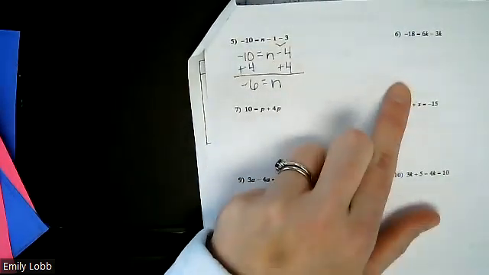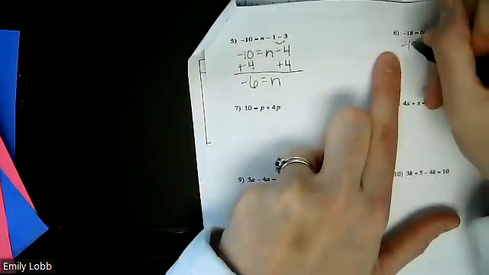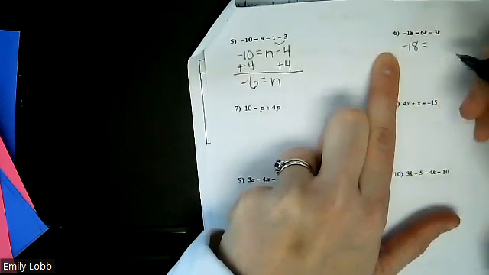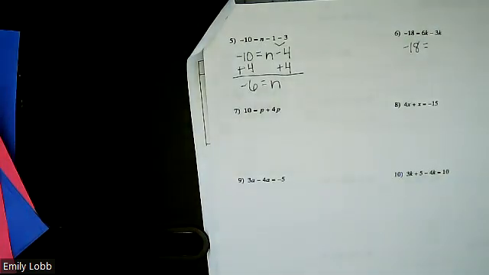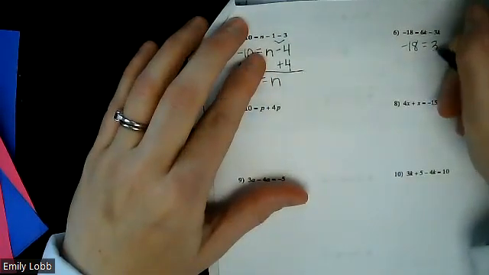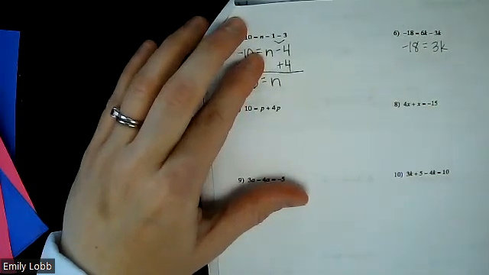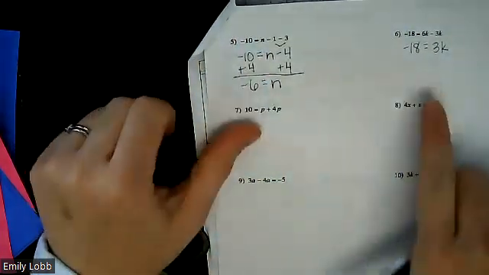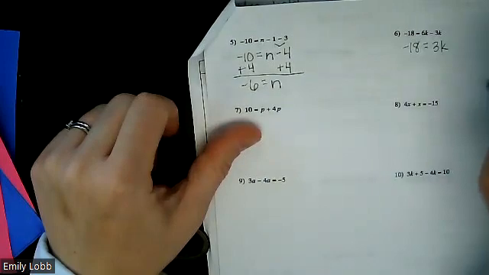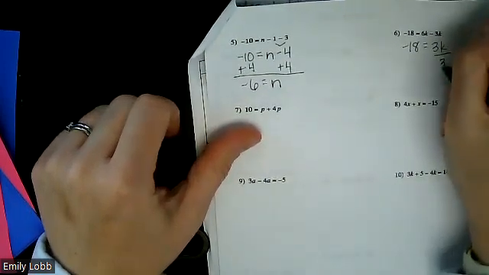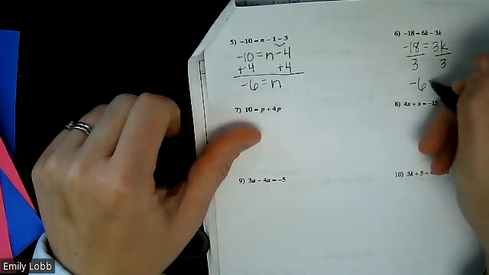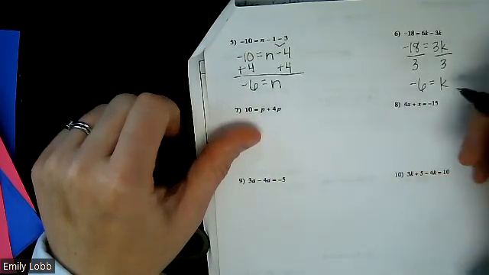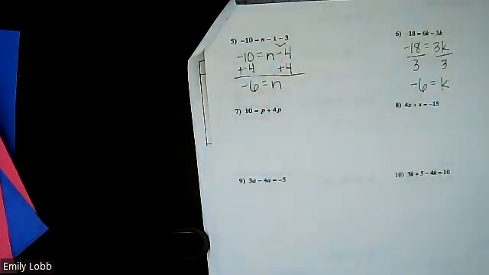Number 6, I have negative 18 on the left is equal to, and I have to combine these terms. What's 6k minus 3k? 3k, and now I'm left with a one-step equation. So I can divide both sides by my coefficient. So negative 6 is equal to k, same as n.